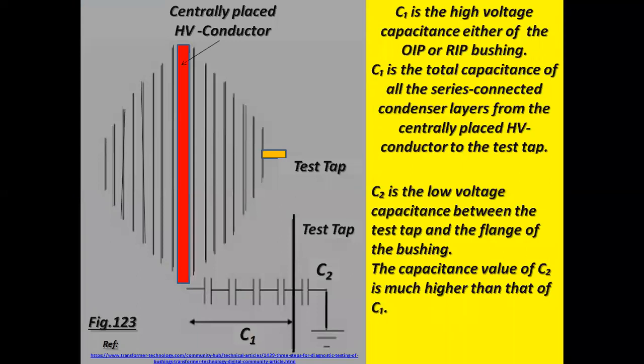Now, see the diagram. In OIP and RIP bushing, C1 is the total capacitance of all the series connected condenser layers from the centrally placed HV conductor to the test tap, and C2 is the low voltage capacitance between the test tap and the flange of the bushing. The capacitance value of C2 is much higher than that of C1.